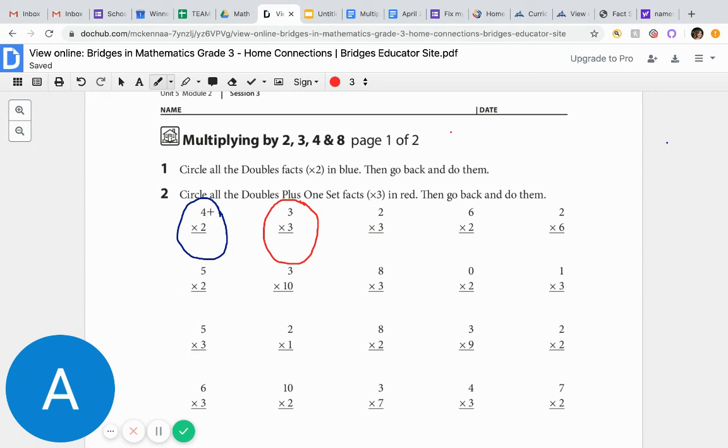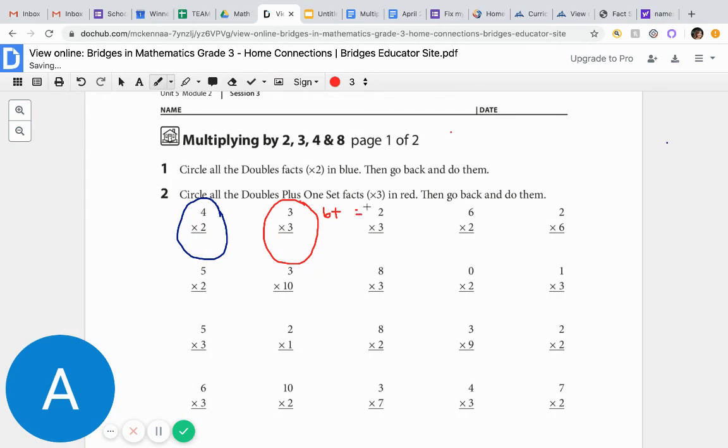4 doubled is 4 plus itself, so it would be 4 plus 4. When you're looking at doubles plus 1, you could take a look at 3 times 3 and say, 3 doubled, 3 plus 3 is 6. But I've only used 2 3s. I need to use 3 3s. So I would take 3 plus 3, which is 6, and add 6 plus 3 to get my answer, which would be 9.